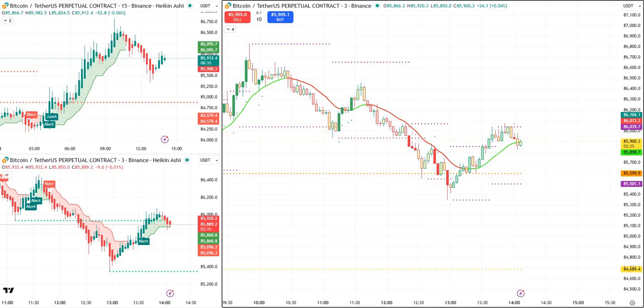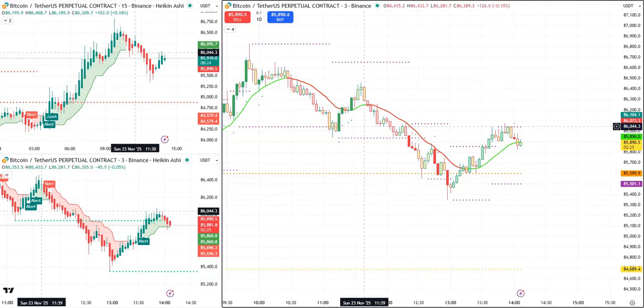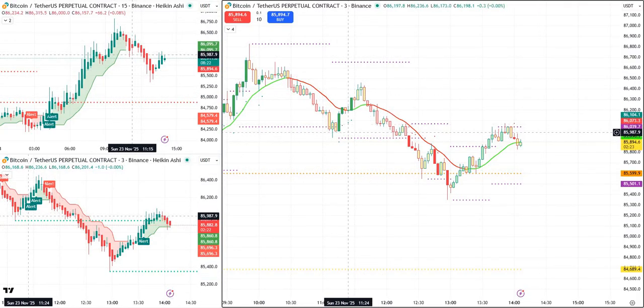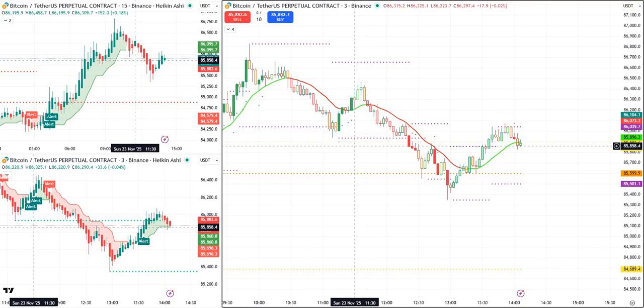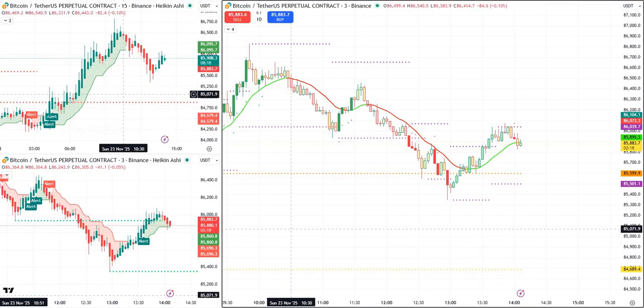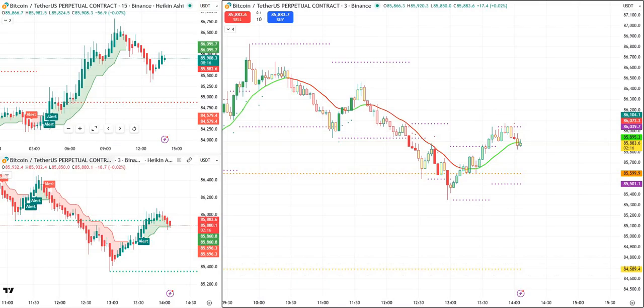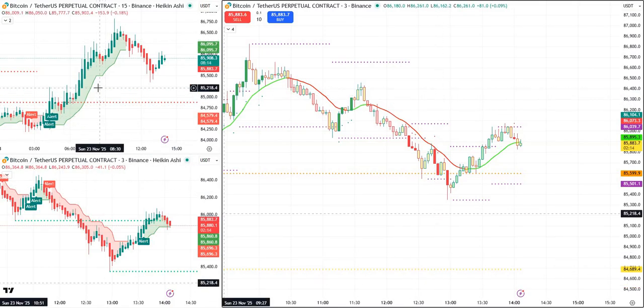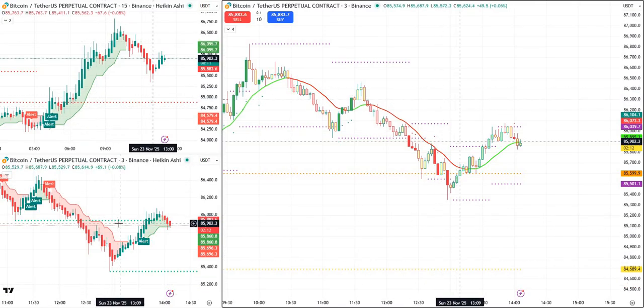Hello, let me explain you my setup. So in my setup, I use two indicators, one which is on the right side in 3 minutes and one which is on the left side but split into two charts. One is 15 minutes and one is 3 minutes.